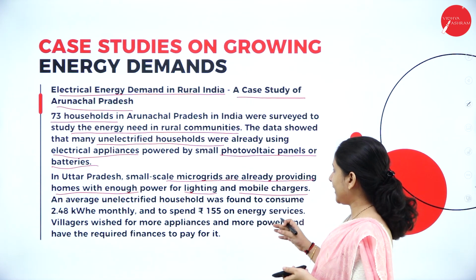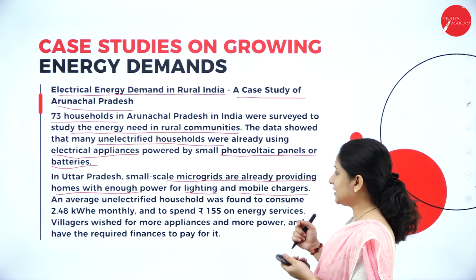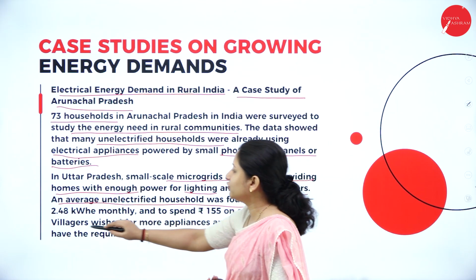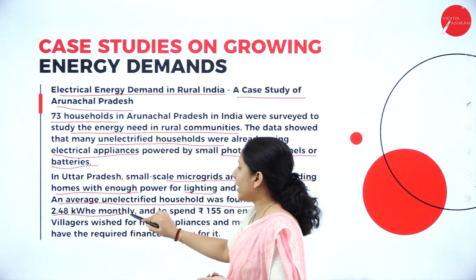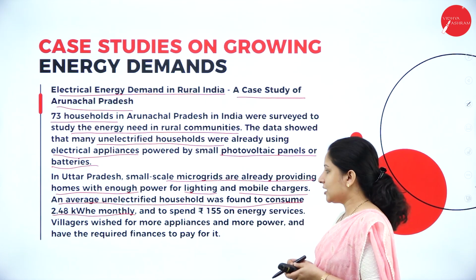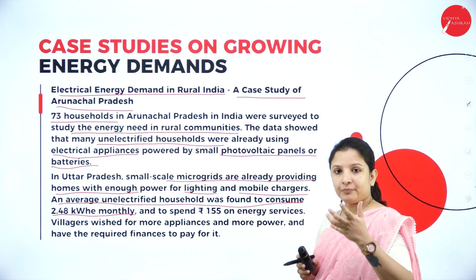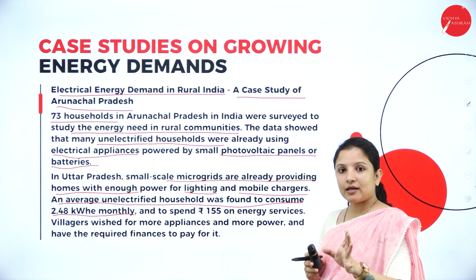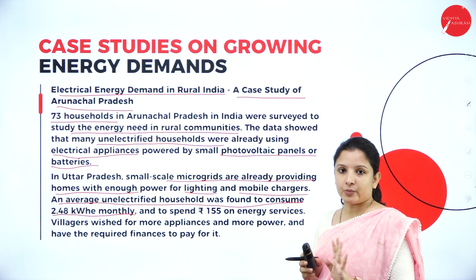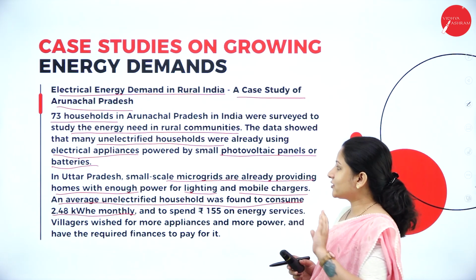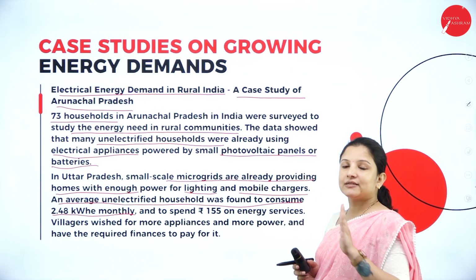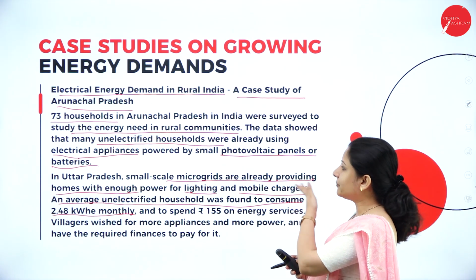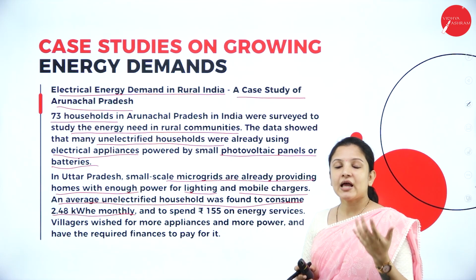They are not satisfied, and the demand for energy is increasing, where an average unelectrified household was found to consume 2.48 kilowatt of monthly electricity. And they would be even happier if the consumption was more. They were ready to pay extra. The only thing was they needed electricity from the government. They didn't want to depend on photovoltaic cells or batteries anymore, because these photovoltaic panels and batteries were not capable of running heavy equipment.